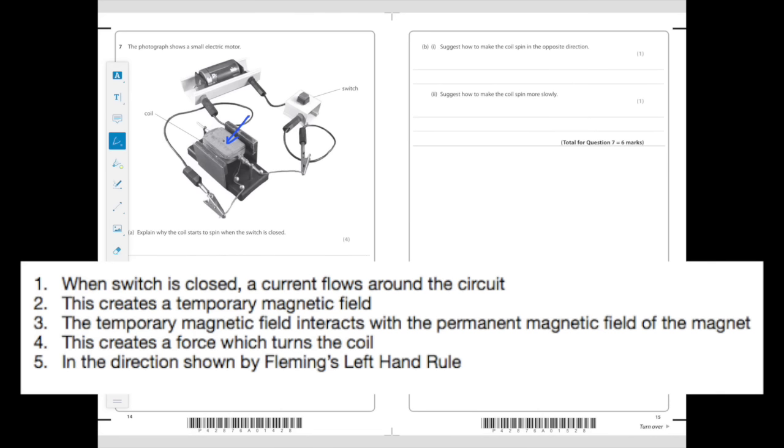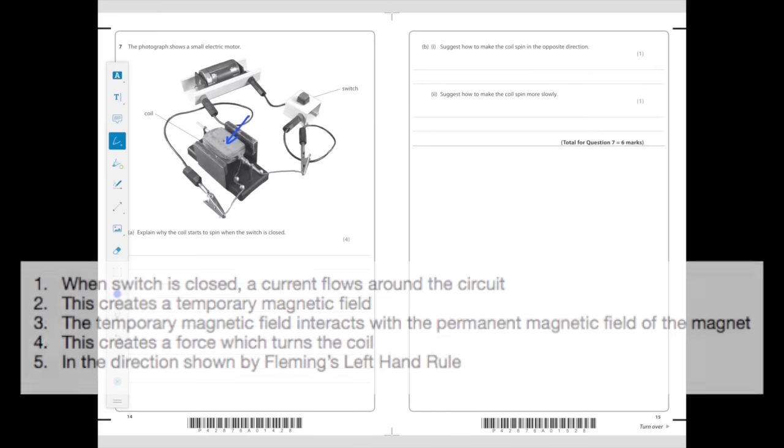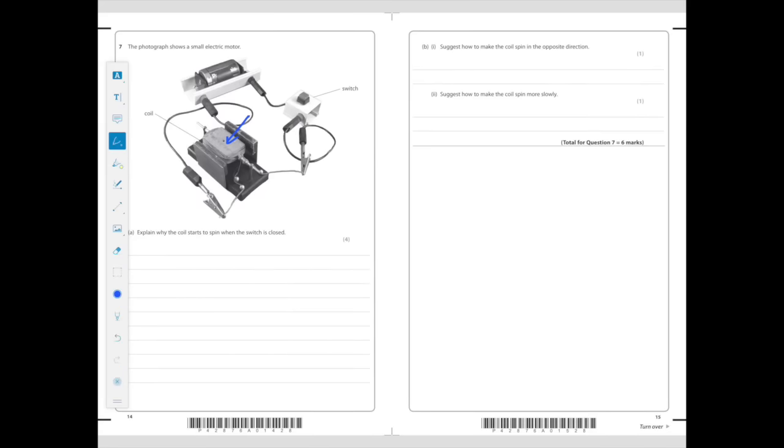So this temporary magnetic field interacts with the permanent magnetic field of the magnet, which creates a force, and that force is what is used to turn the coil. And you can mention Fleming's left-hand rule just for an extra mark. So just how to make the coil spin in the opposite direction. The obvious thing here is to switch the direction of the current, or you could have swapped the magnets over.